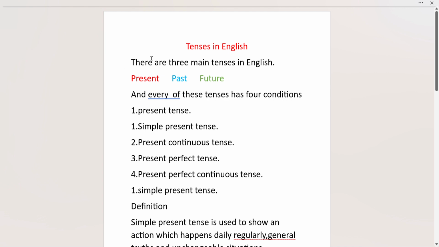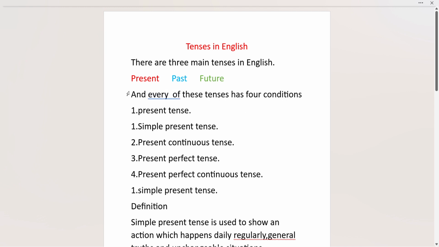So mainly we have three tenses in English that are the main tenses that show the conditions for something to happen in the future, past, or present. So we have three main tenses in English: the present, past, and future tenses. And every one of these tenses has four conditions.